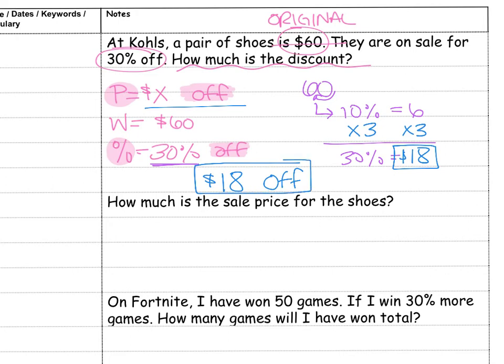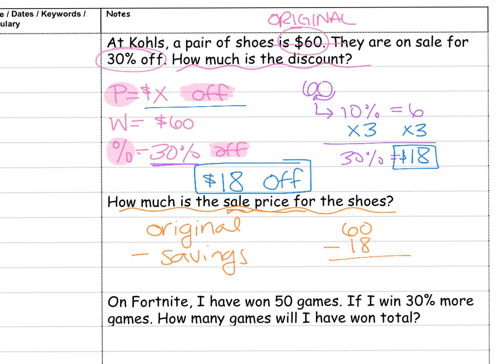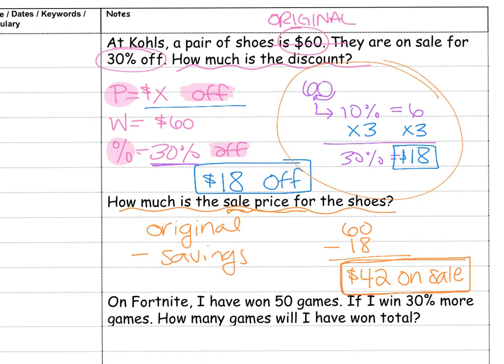But the next half of that question says, how much is the sale price? So to figure out that sale price, we're going to have to take the original cost minus our savings. So they were $60. We are going to take $18 off, and we're left with shoes that are $42 on sale. So how much do the shoes cost now? $42. And for this problem, we used that breakdown strategy. We could do that because we knew the whole this time. If we don't know the whole, we can't use the breakdown.